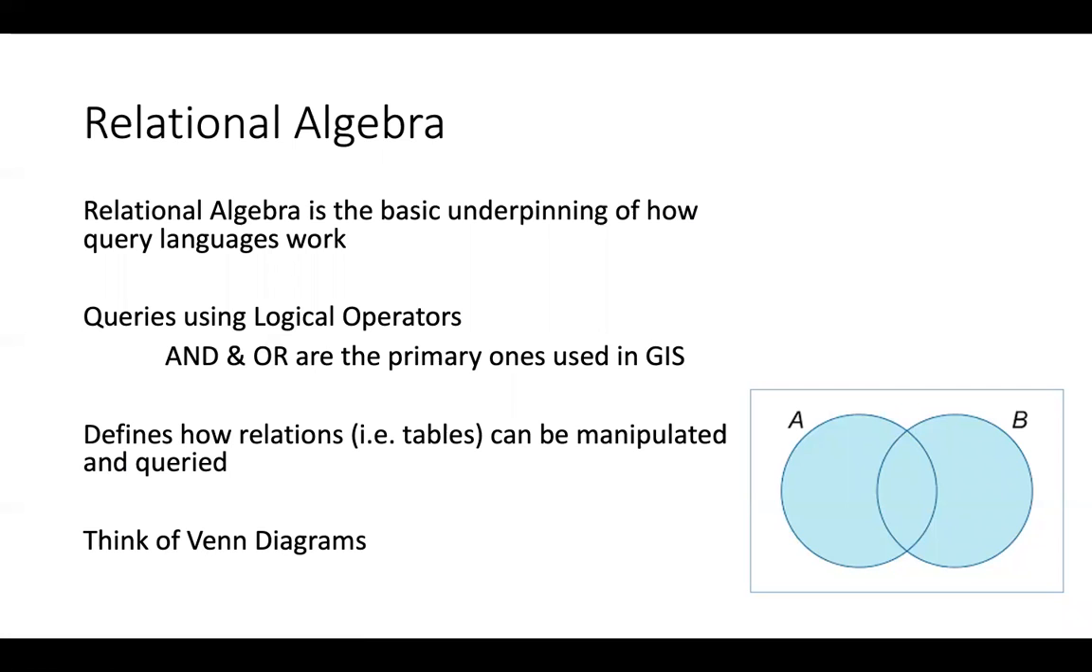Relational algebra is the basic underpinning of how query languages work. This defines how relations, aka tables, can be manipulated and queried. For instance, an AND clause would select the things that A and B have in common. Let's think about Venn diagrams here, right? This is the area that those places have in common. Let's go through some examples.